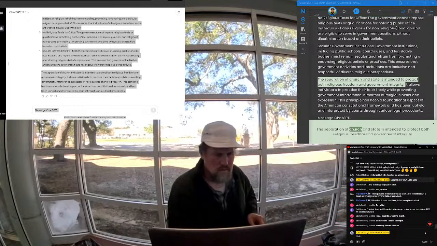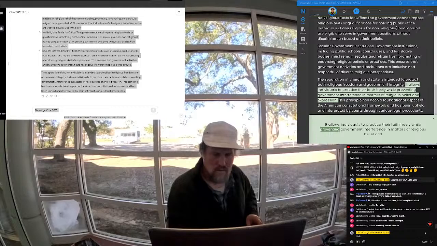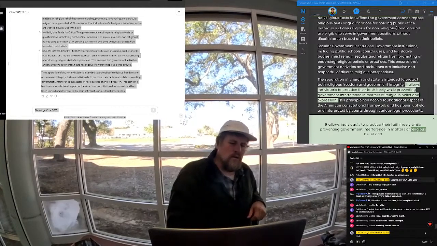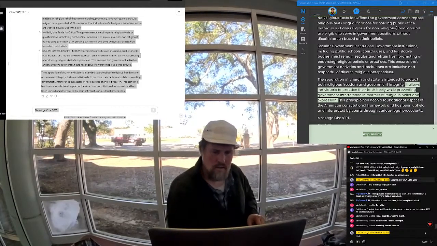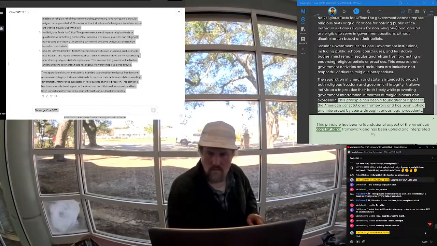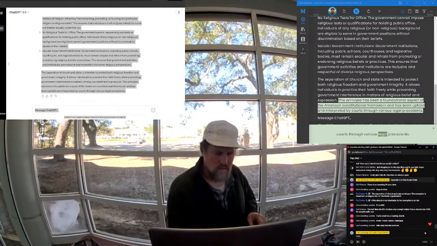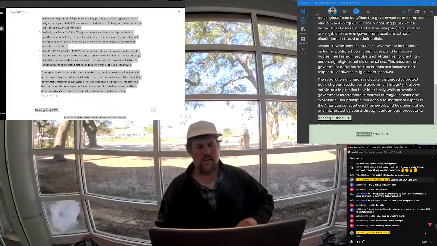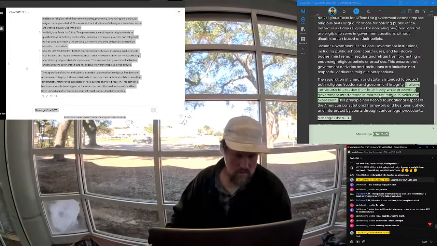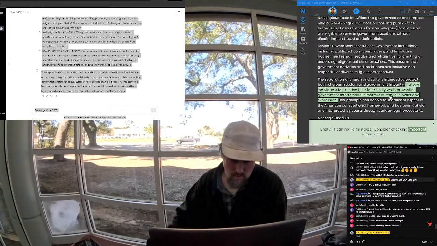The separation of church and state is intended to protect both religious freedom and government integrity. It allows individuals to practice their faith freely while preventing government interference in matters of religious belief and expression. This principle has been a foundational aspect of the American constitutional framework and has been upheld and interpreted by courts through various legal precedents. ChatGPT can make mistakes. Consider checking important information.